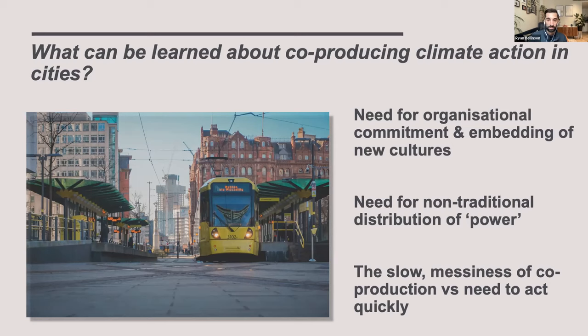And finally, co-production is a slow, messy process, which goes back to the challenge of urgency. Co-production takes a lot of time to build trust and respect between the different actors involved in these processes. And you don't necessarily know what's going to come out. This process initially was designed to take a year, but it ended up taking over 2 years. I would argue that that led to a more robust outcome, but because of the urgency, this is a real challenge. And because this is a shared process, outcomes can't be deterministic.